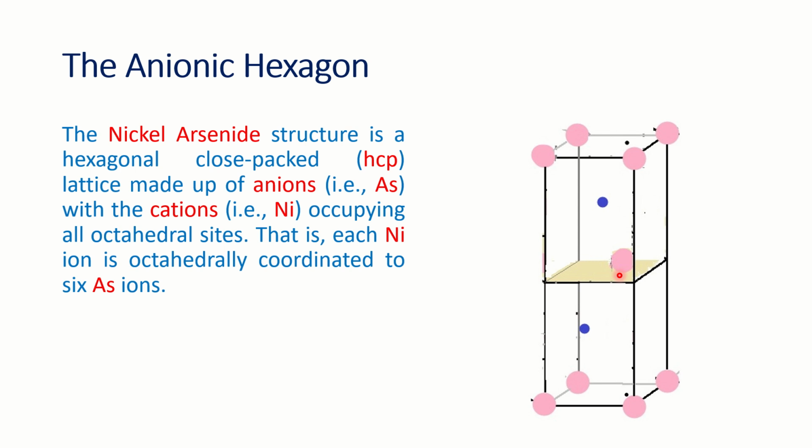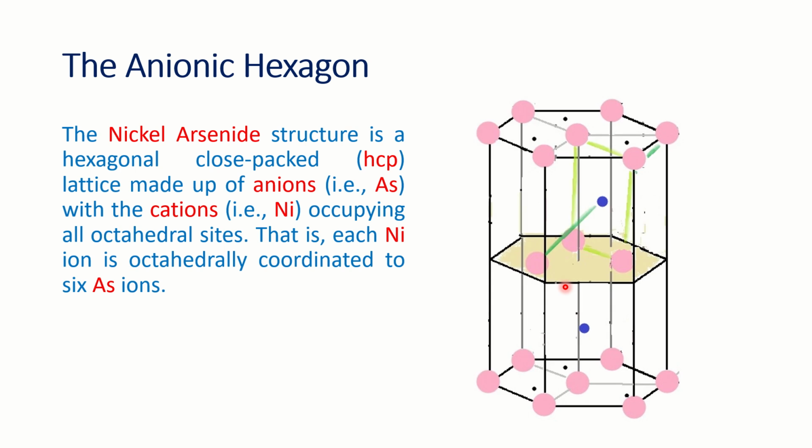Now each nickel cation is octahedrally coordinated to 6 arsenide ions. So we have to revert back. In order to understand this, it will not be clear from this picture. In order to visualize the octahedron, we have to revert back to the previous hexagonal cluster. Look, this one is the picture. We have reverted back to the previous hexagonal cluster. And here we can see that the nickel is exactly in the center of the octahedron made by the arsenide ions.